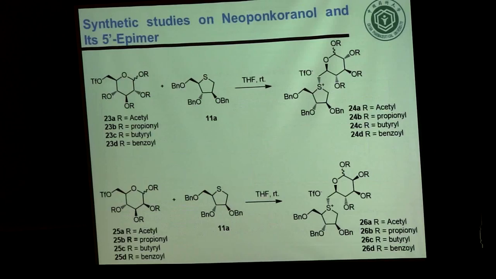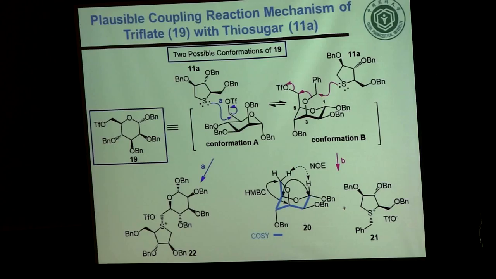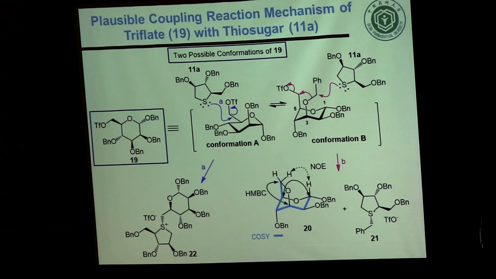this slide. As far as the synthesis of neoponkoranol is concerned, this one is the target product. But on the other hand, this structure is also very interesting, because this 3,6-anhydro hexoside structure could be found in many bioactive natural products and synthetic molecules. So if we use an electron-withdrawing protecting group, we can only get this one in nearly 90% yield. And if we use the benzoyl group, which is a neutral protecting group, we can get this one and this one. This is in 40%.